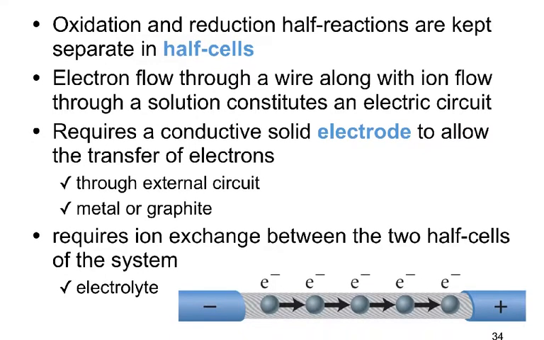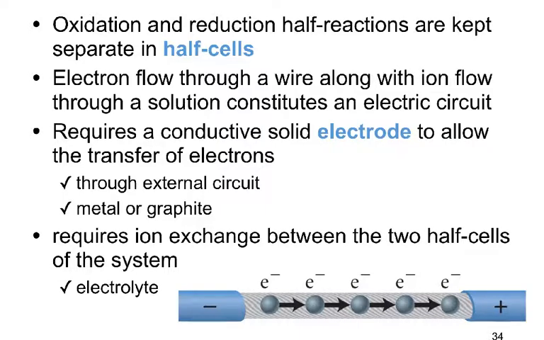We separate oxidation and reduction half reactions in half cells, and then electrons will flow through a wire and into a solution to make an electric current. It requires a solid electrode to allow for transfer of electrons. The example we already looked at used metal electrodes. You can also use a graphite electrode. Sometimes the reaction you're looking at won't have a solid involved, and then you'll need to use a kind of external electrode.